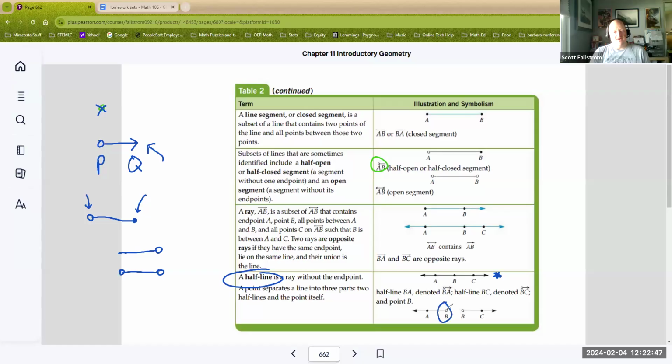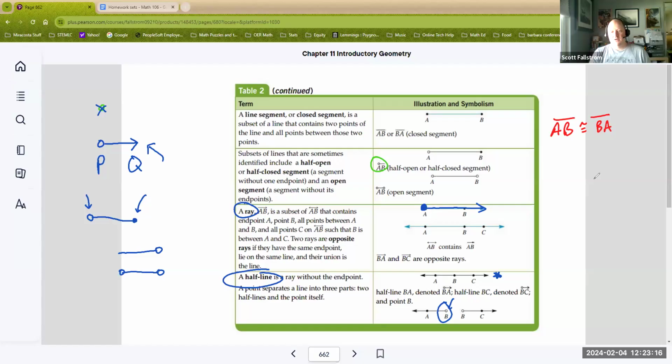Now you may ask yourself, well, wait a minute, what if I want to include that endpoint? If you want to include the endpoint, then we have a different name for it. It's called a ray. That means it does include the endpoint, but it goes through another point all the way out. So now be careful with this one. I'm going to tell you why. Because the notation, like up here, AB, that is congruent to BA. Those are the same shapes.